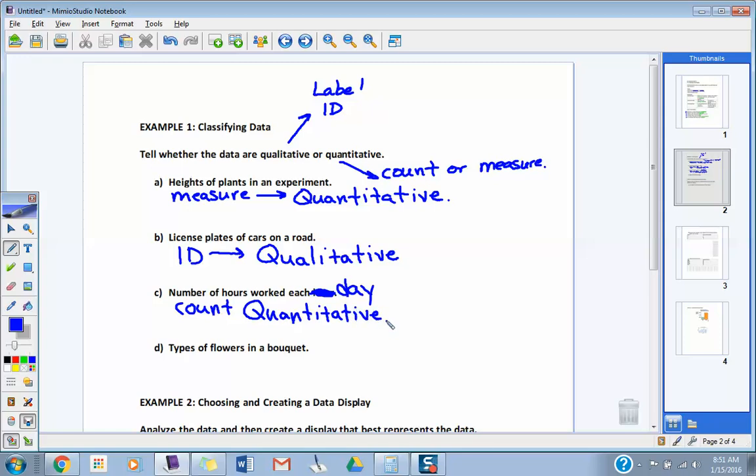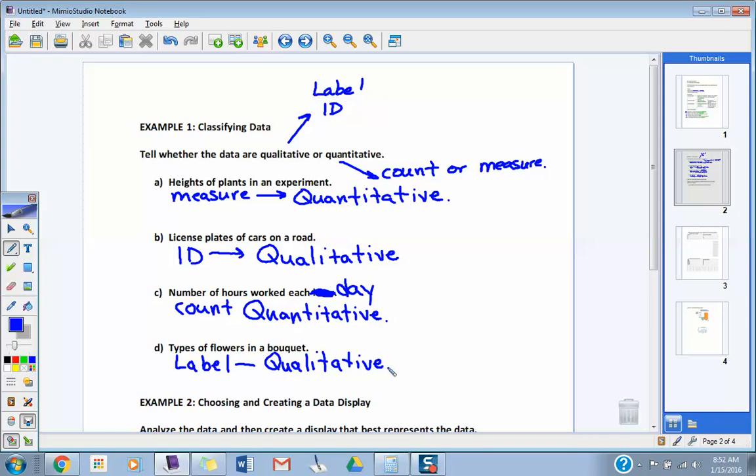Types of flowers in a bouquet. We have type 1, type 2, type 3, type 4, type 5, type 6, type 7. We're labeling them, right? It's a type of flower. So anytime you have a type of something, you're labeling it. You're labeling that flower. So if this is a label, qualitative or quantitative? This would be qualitative. Okay, very good. So if I ask you if something's quantitative or qualitative, can you handle it? Yes. Are we good? Okay.